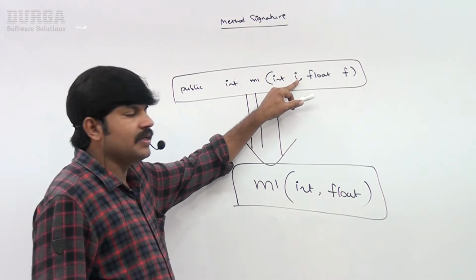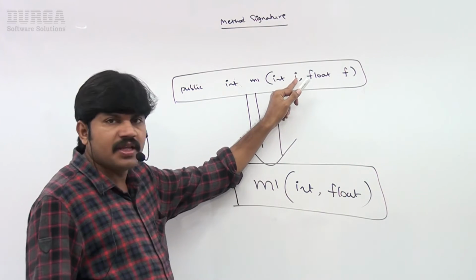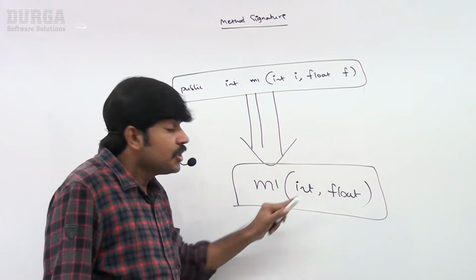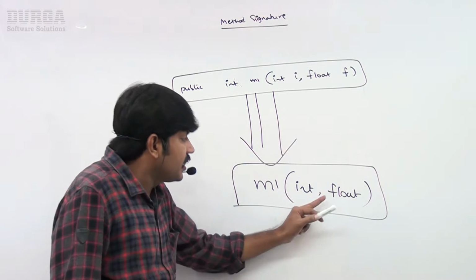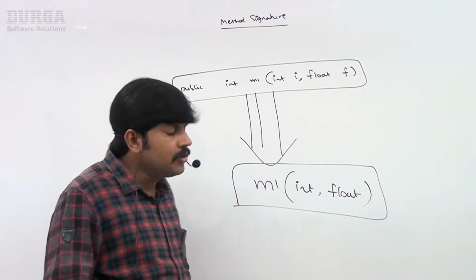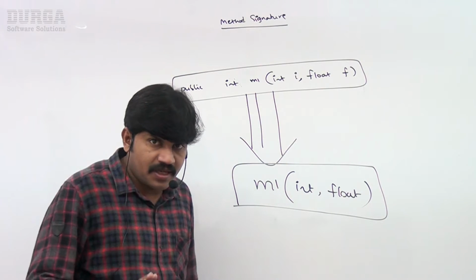Here just the types. The variable name int i I am not considering, because it can be any variable name, but the type int matters. The second one is float. Even this order is important. First we took int, next we took float. That's why method signature contains the method name followed by argument types. Clear for all of you, right?